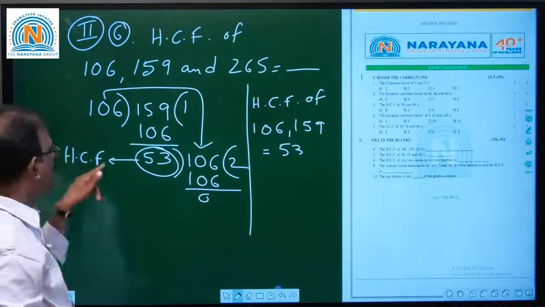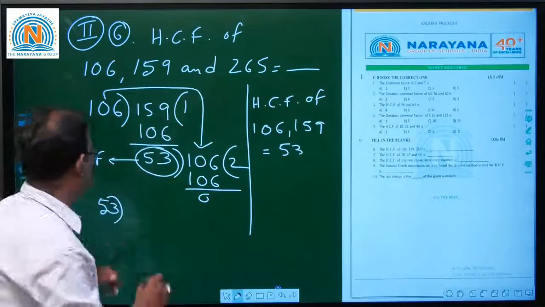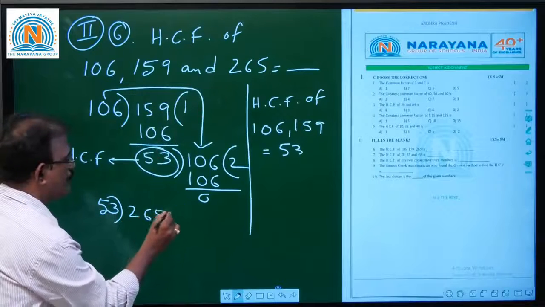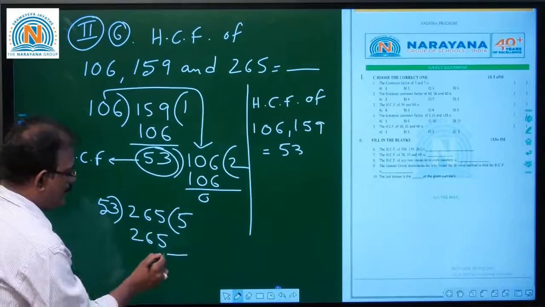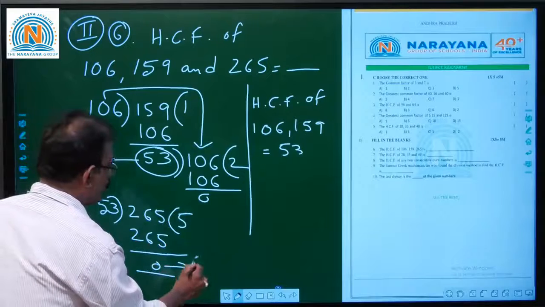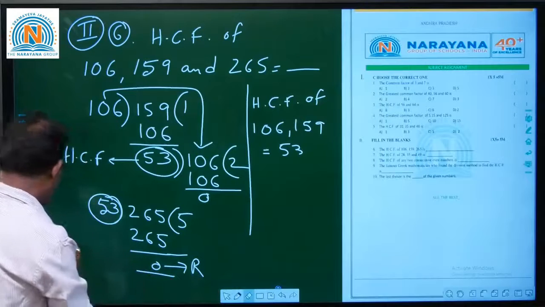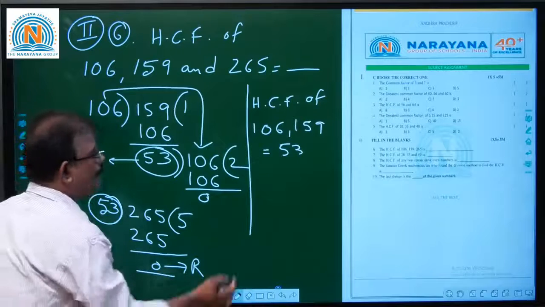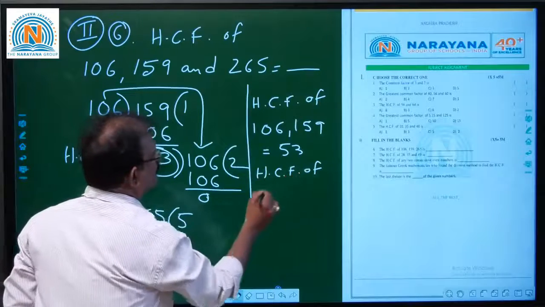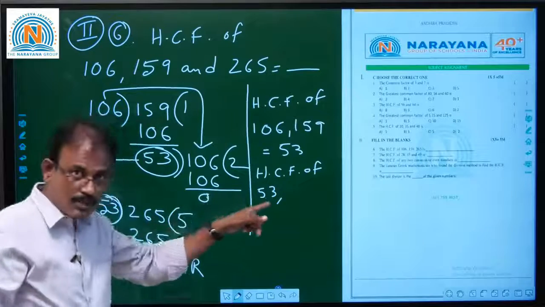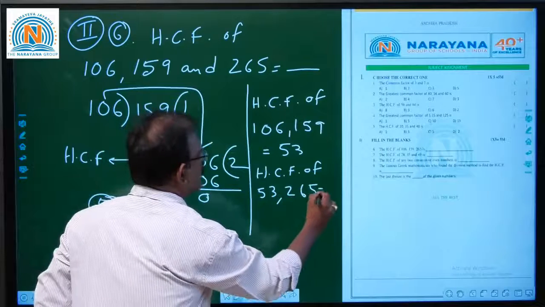Now again with the HCF, verify with the third number. It is 5 times, children. Again, as the remainder is 0, the last divisor is taken as the HCF. Therefore, HCF of the first two numbers with the third number is 53.